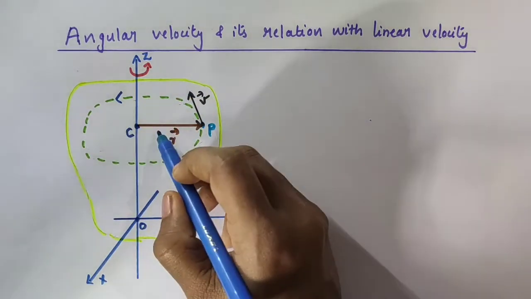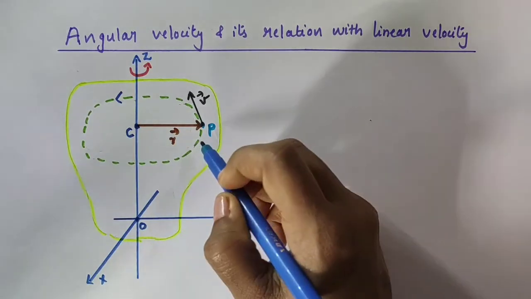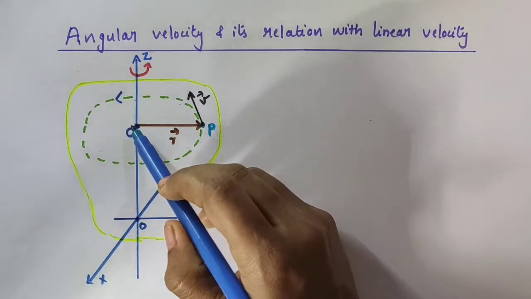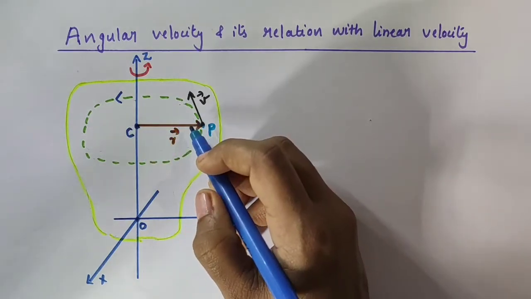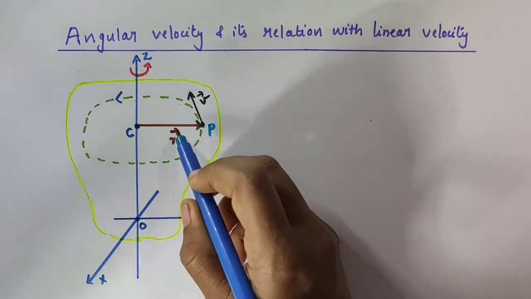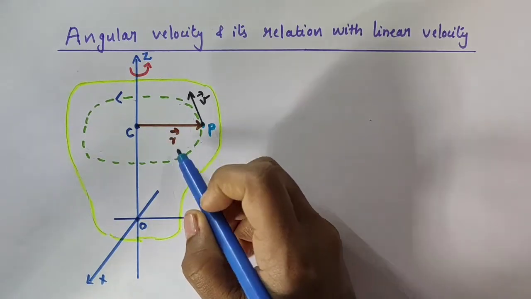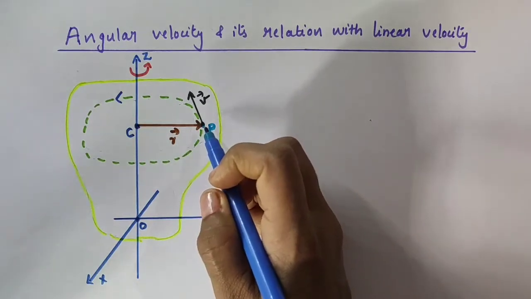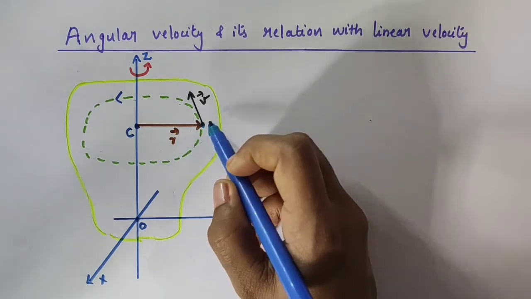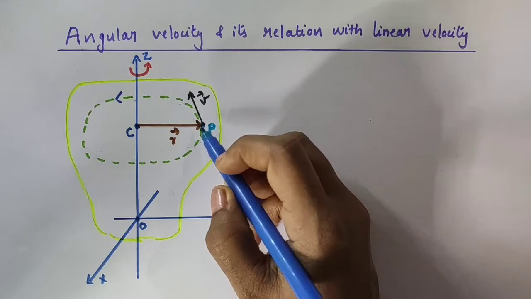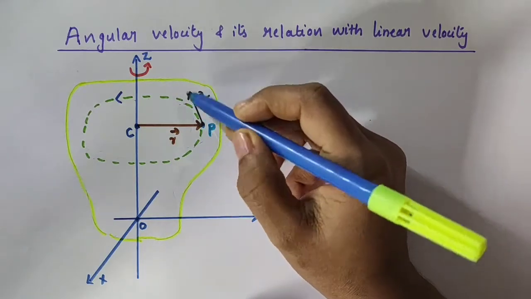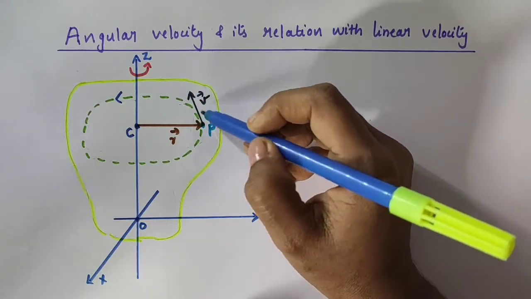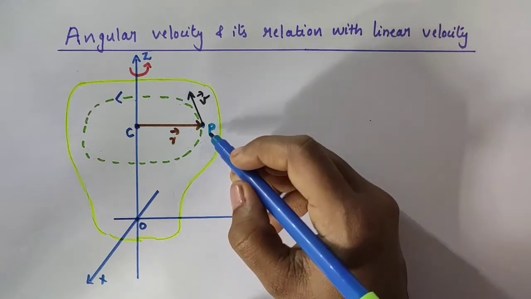Here the radius vector is taken as vector R. The radius vector is represented by vector R, from the center of the circle to any point on the circle, that will give us the radius of that circle. It is actually the perpendicular distance from the axis to the point P. Now to get the linear velocity of this particle at P, we draw a tangent at P to the circle. So the linear velocity will be along the tangent. Here vector V represents the linear velocity of the particle at P.